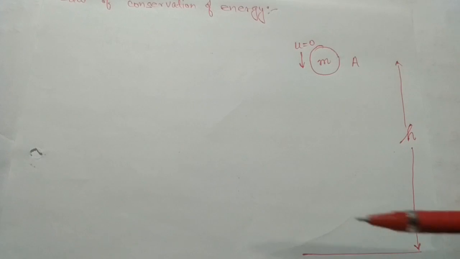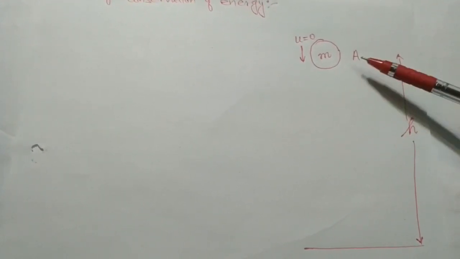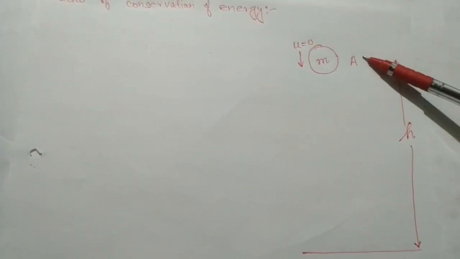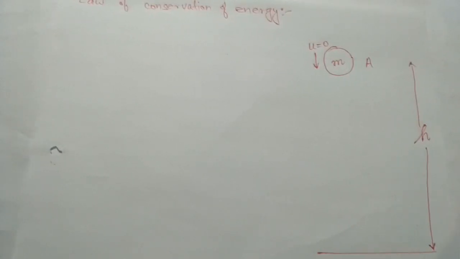One more thing, remember my word: whenever you are calculating potential energy, just measure the distance from bottom to top, and whenever you are calculating the kinetic energy, just measure the distance from top to bottom, because the object is falling in this direction. So for kinetic energy, you have to measure the distance from top to bottom, and for potential from bottom to top. So first I'm going to calculate the potential energy from bottom to top.